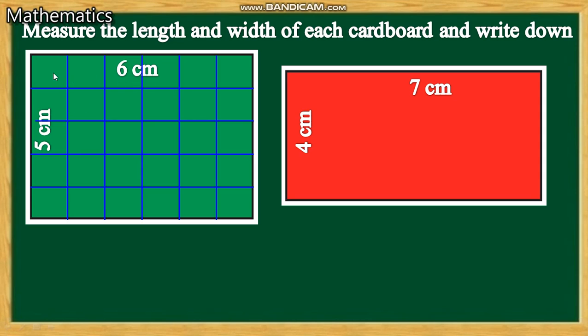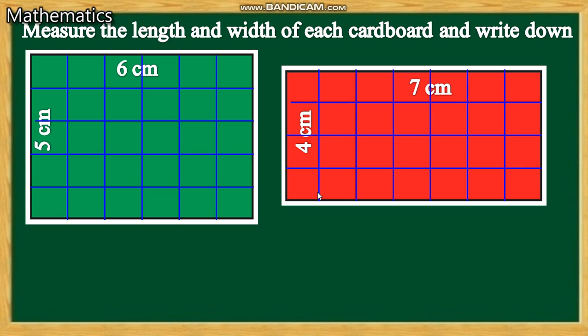Then how many rows are there? 1, 2, 3, 4, 5. Then how many will there be in total? That is 5 into 6. You may count: 30 squares. Then in the red case, how many squares are there in the first row?